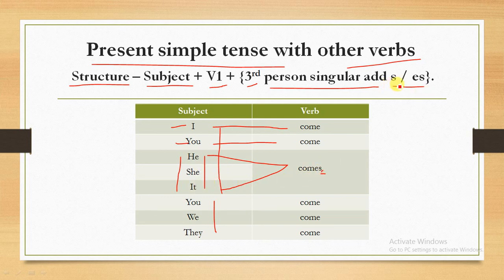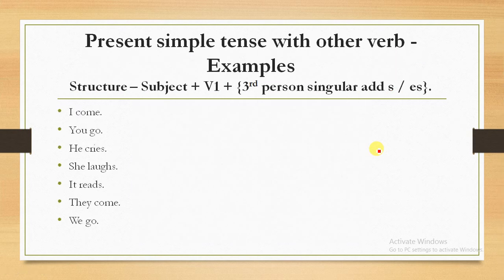Okay, so in this syntax we used s. When we use s, if a particular verb ends with y, for example cry, it will become cries, C-R-I-E-S. Let's go through some examples. Here we will see: I come, you go, he cries. So CRY becomes CRIES. She laughs, I added s here. It reads, I added s here, right?